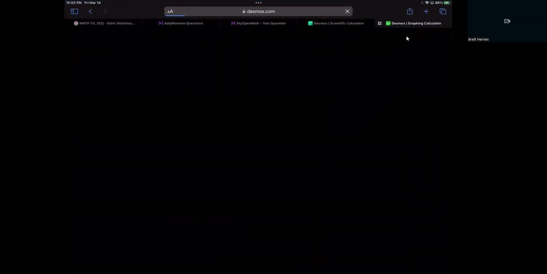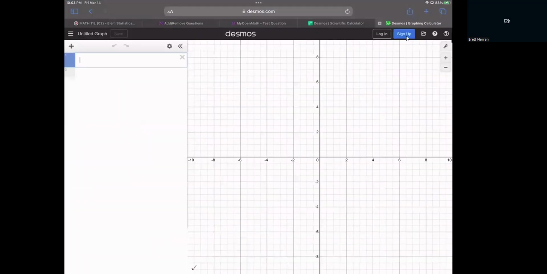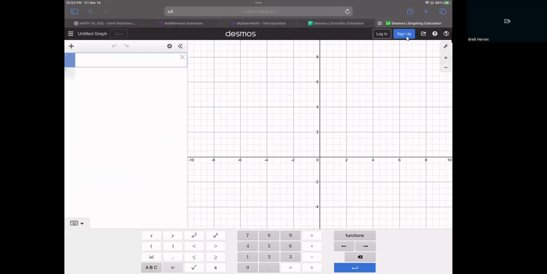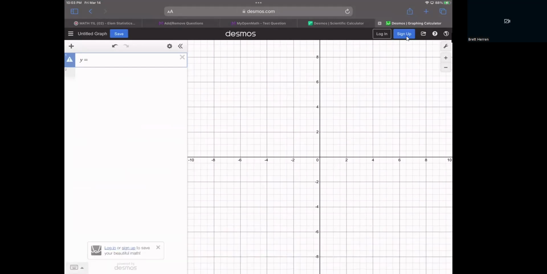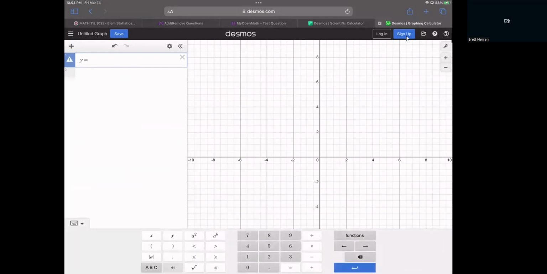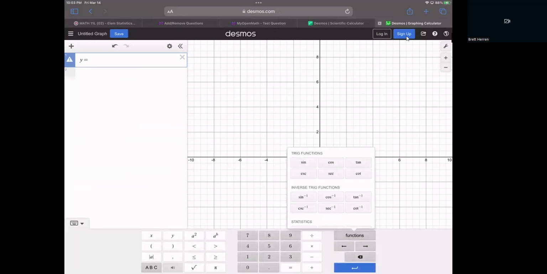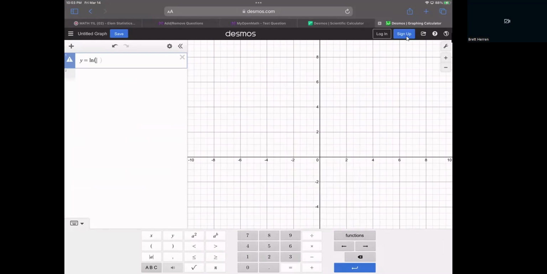Here we go. Let me just show you on a graph real quick, on a Desmos graph. I come up here and I go, okay, y equals, and I go natural log. Where's the natural log? Functions, I guess. Natural log, there it is. Natural log of x. There we go.